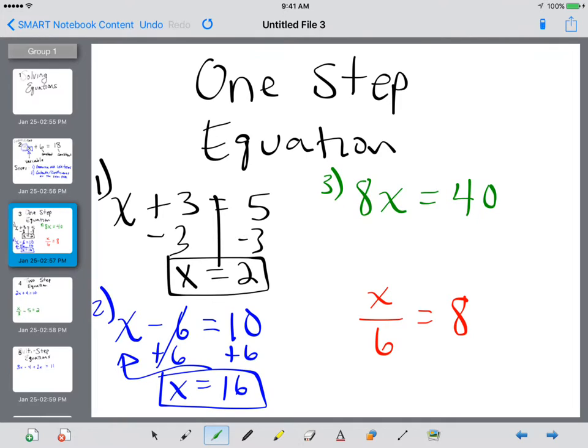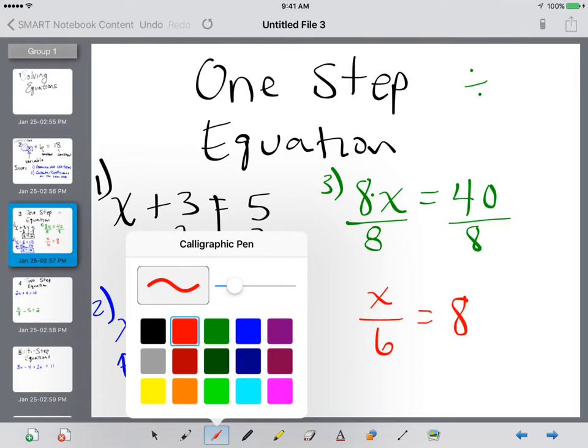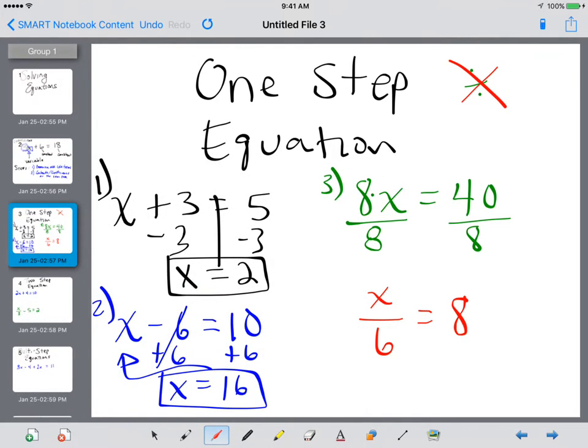Number 3 up here, we have 8x equals 40. Remember, when you see a number attached to a variable, it's attached by a subtle multiplication sign. So to undo it, we divide by 8 on both sides. So notice we're no longer writing that division symbol. We are going to use kind of a fraction bar. So 8 divided by 8 is 1. 40 divided by 8 leaves us with an answer of x equals 5.